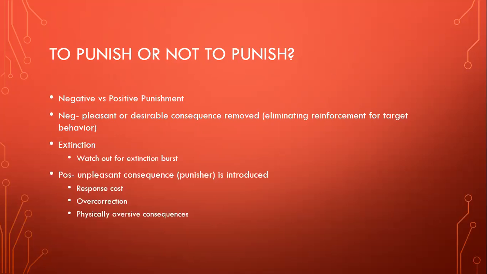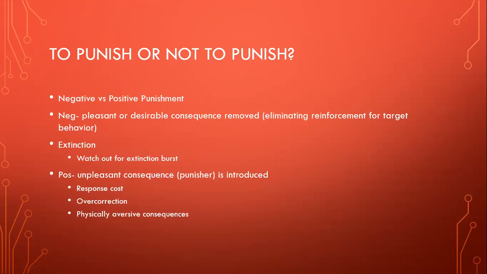However, negative means you're removing something. Positive means you're adding something. So negative punishment is things like grounding. You are removing something they want: social interaction, you're removing their phone, you're removing their door, you're removing their ability to go out on the weekends. Positive punishment is you're adding something, like a spanking, like extra chores, like extra responsibilities. And you're trying to get them to decrease the problematic behavior through adding things they don't like.